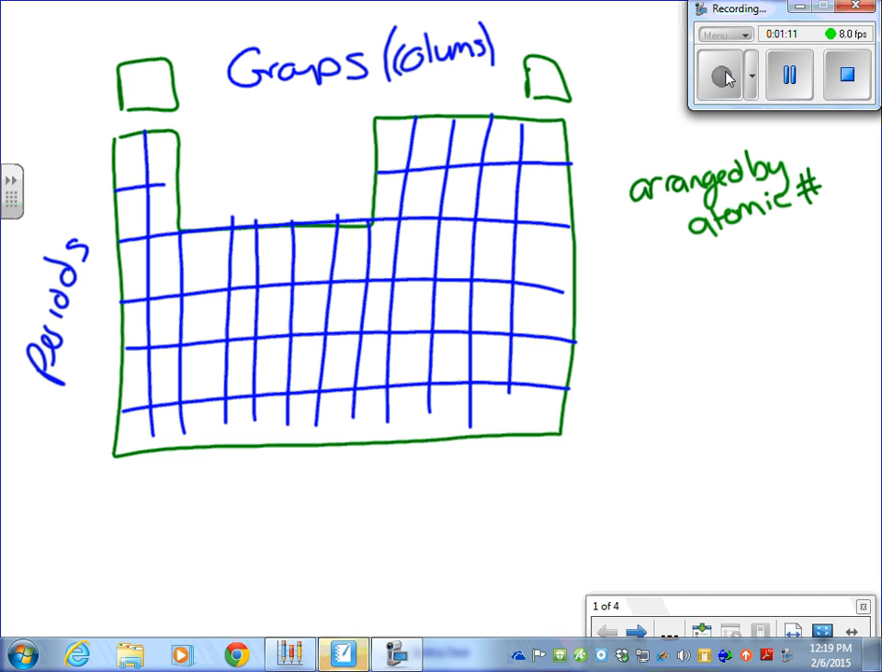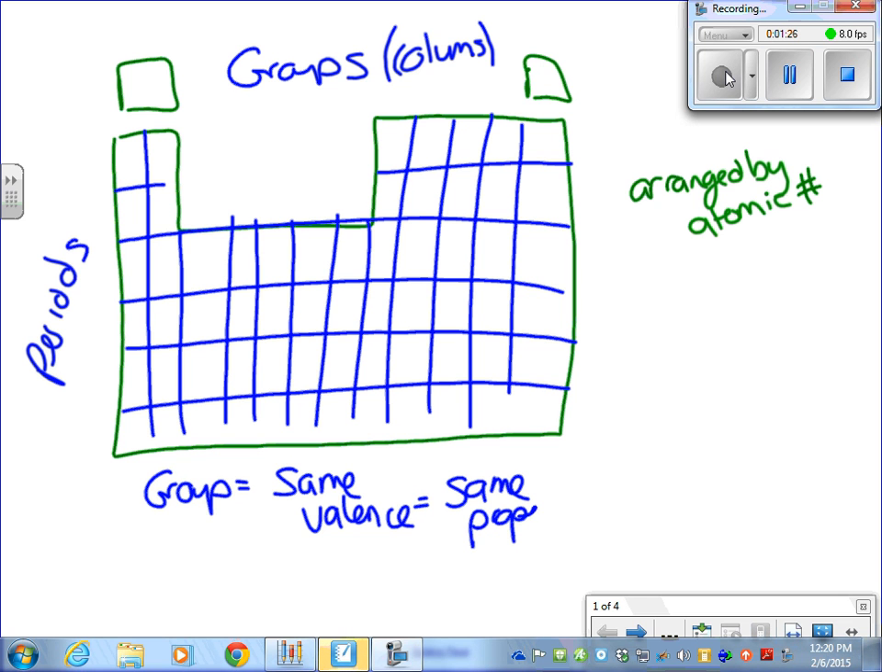Now, elements in the same group have the same valence electrons, which means they have the same properties. That's why they're arranged the way they are. Same properties, same group. So if you have something here and here, it's going to be more similar than if you had something here and here. Groups are families, so same group, same properties.